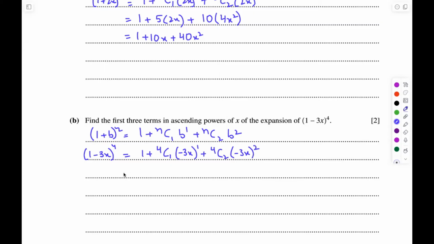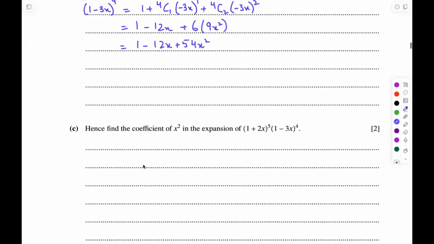So this will become 1 + 4C1 (-3x)^1 + 4C2 (-3x)^2. 4C1 is 4, so this will become 1 minus 4 times 3, which is 12x. And 4C2, when we substitute this in the calculator, is 6. So 6 will multiply by positive 9x squared, as the negative sign will cancel out. So this will become 1 - 12x + 54x squared.